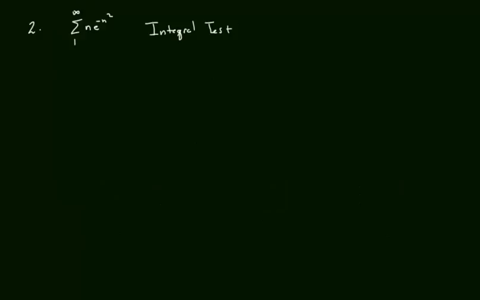For example 2, the sum from 1 to infinity of n times e to the negative n squared, I would like you to please use the integral test, the formal integral test, to determine whether or not the series converges or diverges. Please press pause now, and when you unpause, you will see the solution.